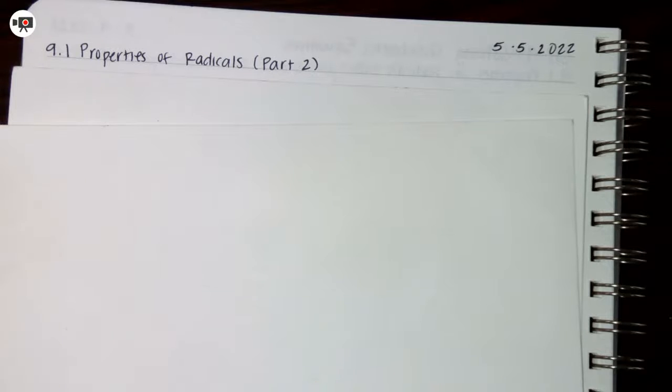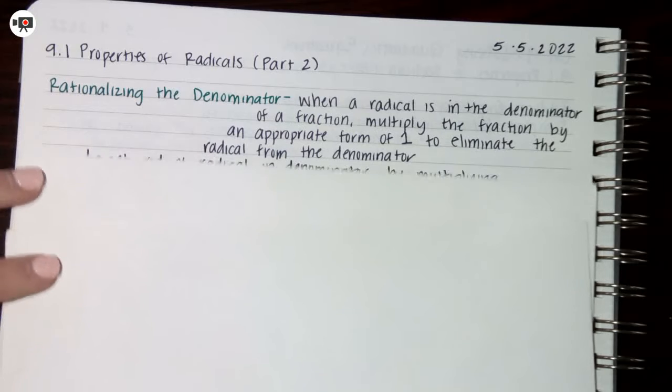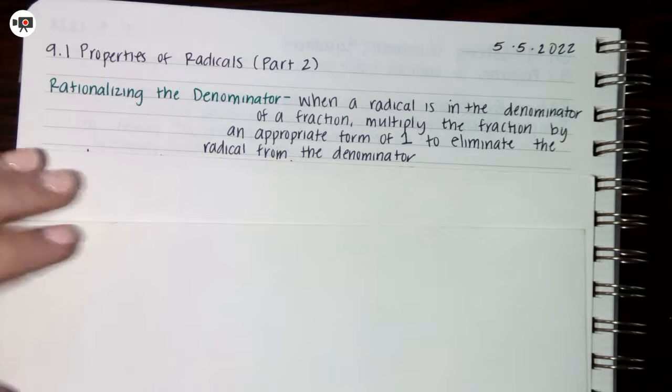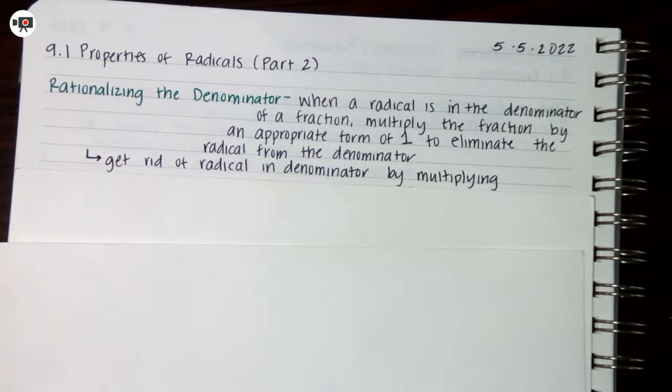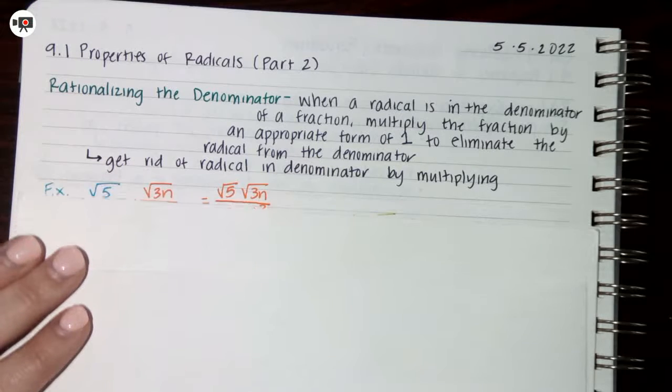This is 9.1, Properties of Radicals, Part 2. So, to rationalize a denominator is when a radical is in the denominator of a fraction. We're going to multiply that fraction by an appropriate form of 1 to eliminate the radical from the denominator. So we're getting rid of the radical in the denominator by multiplying by 1.